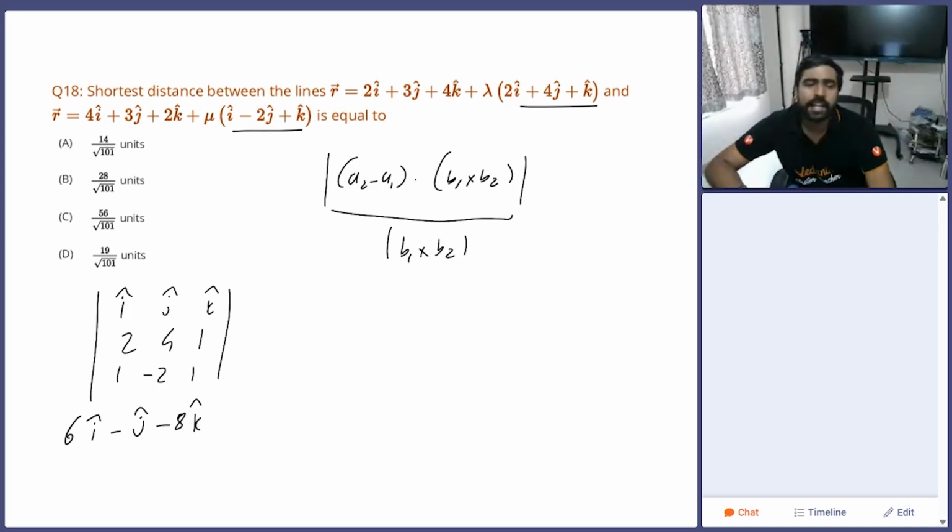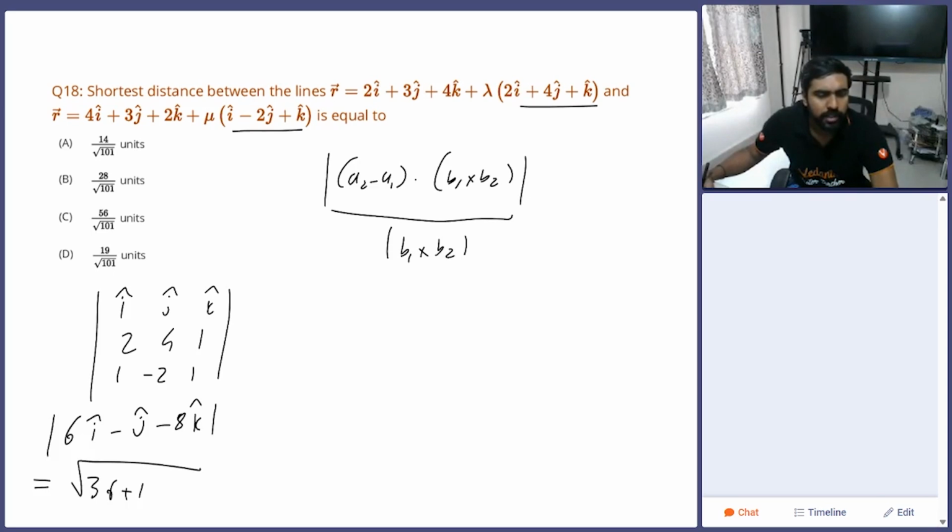Now what do we need? We need A2 minus A1, and after getting A2 minus A1, we can get the dot product as well. Okay? First let's get the magnitude also. What is the magnitude of B1 cross B2 coming out as? Root of 36 plus 1 plus 64. That's equal to root of 101.